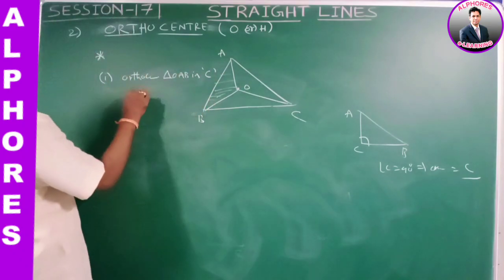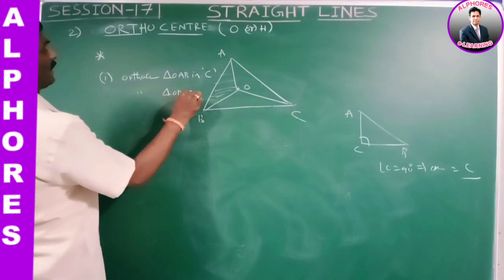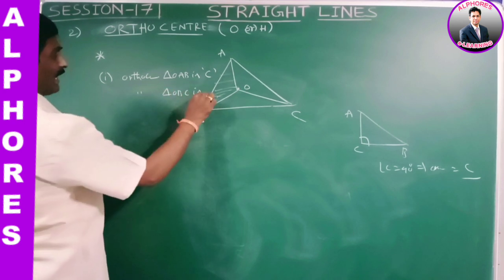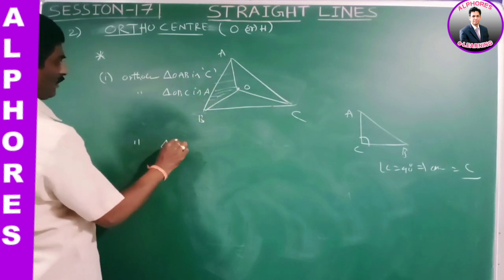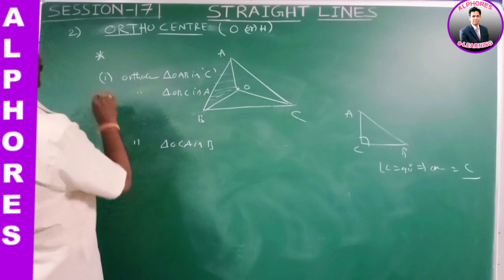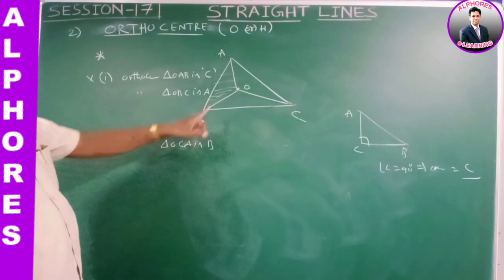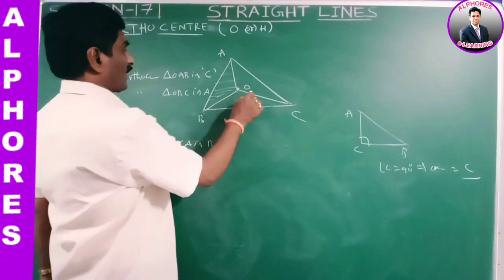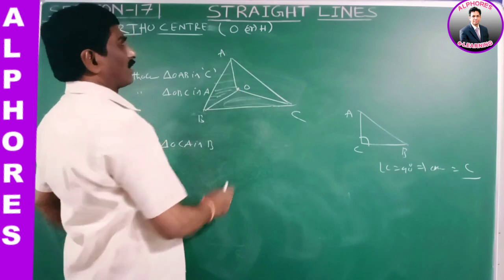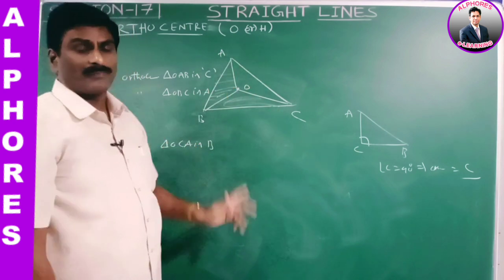Next, the orthocenter of triangle OBC is A. The orthocenter of triangle OCA is B. Very, very important point: the orthocenter of triangle OAB is C, of triangle OBC is A, and of triangle OCA is B. Okay.